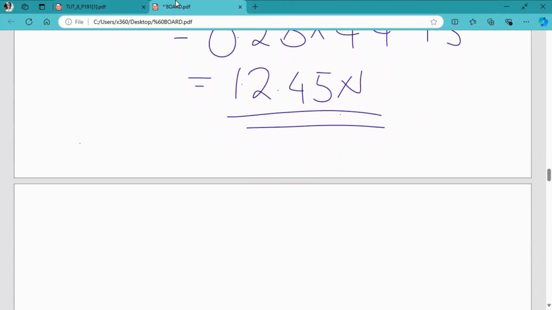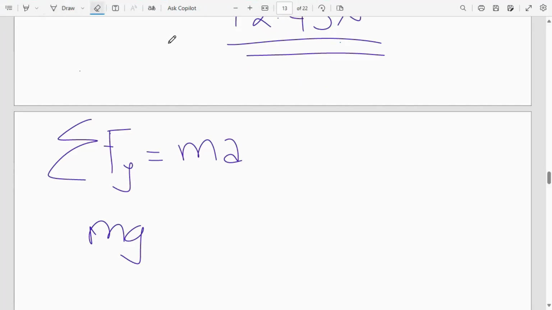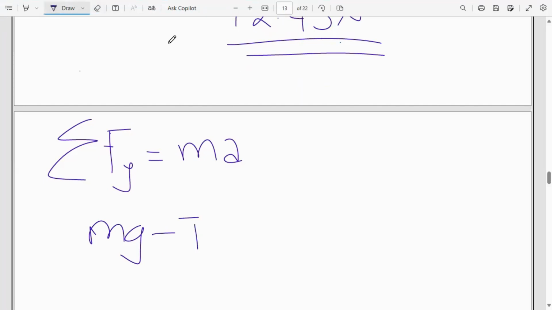So we said on the object that is hanging freely, there are only two forces. There is tension, which is opposing the motion, and the mg, which is along the direction of acceleration. We're going to say summation of forces in the y will be equal to mass times the acceleration. And what forces do we have in the y? We have mg minus, since tension is a negative force, mg minus T. This is equal to mass times the acceleration.